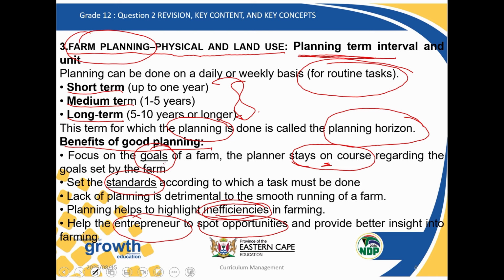Remember, your short term, your weekly, your daily activities, they build up to your medium term, and your medium term, they build up to the long term. So we need to avoid a situation where you are at a long term or medium term only to find that you still have activities that are not making a positive contribution to your production.